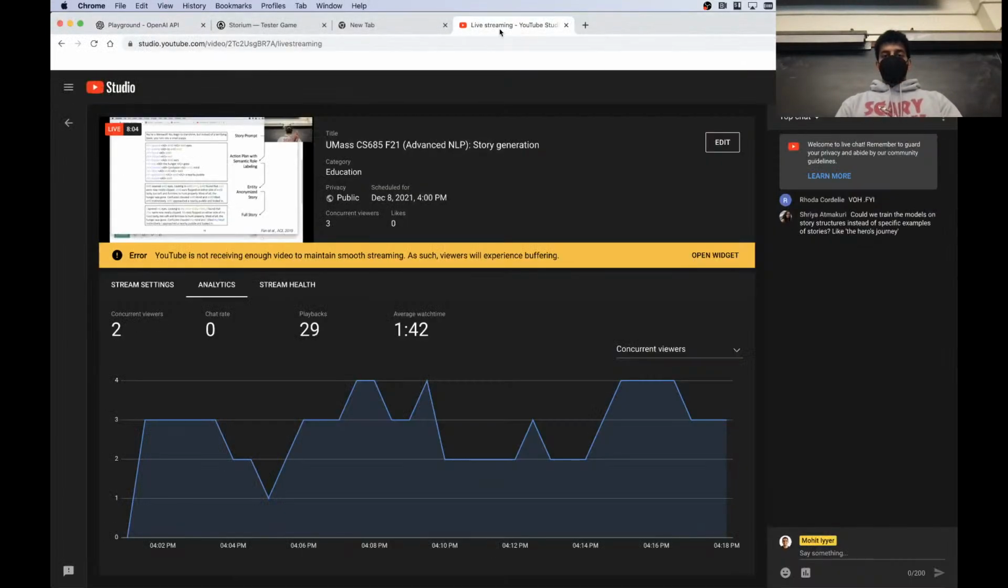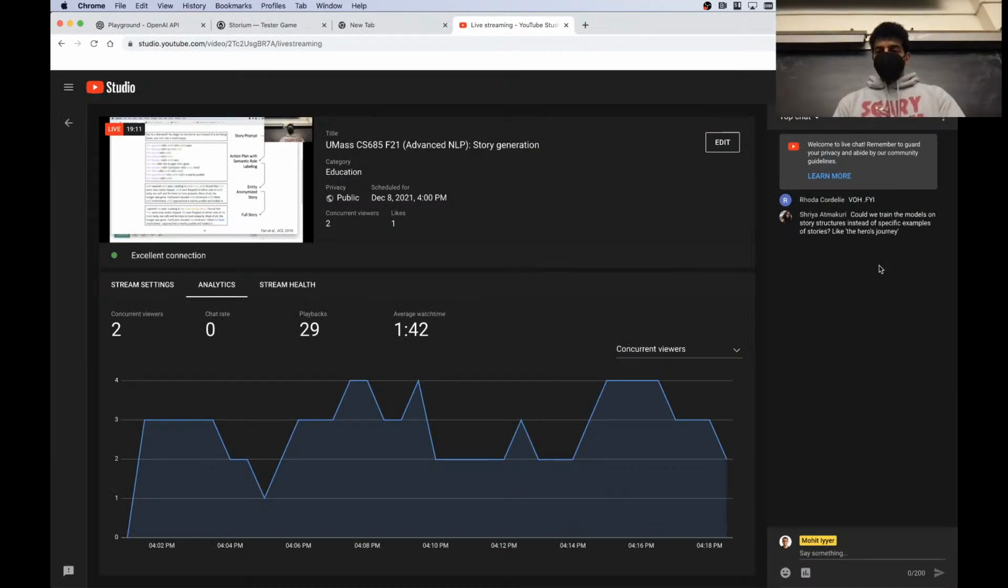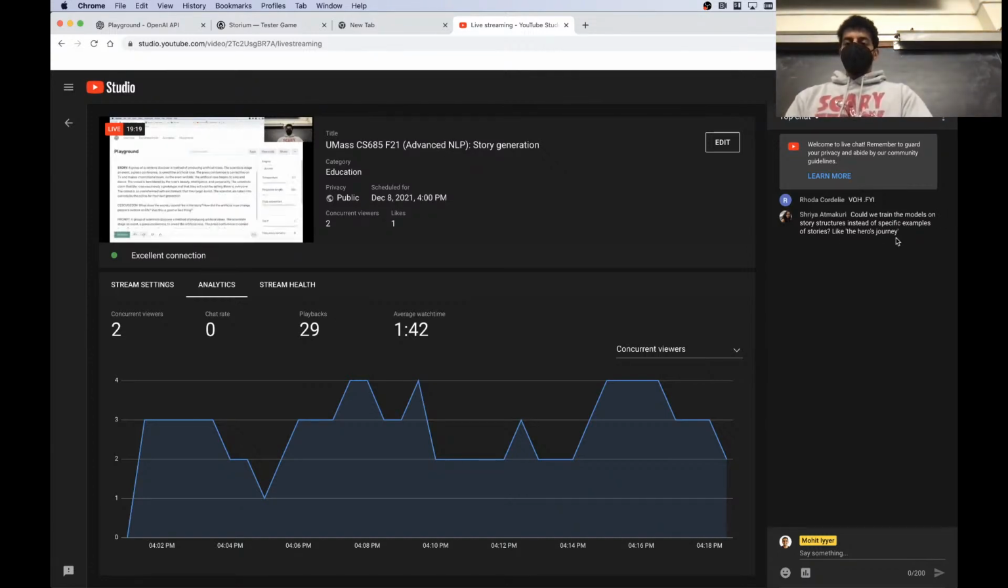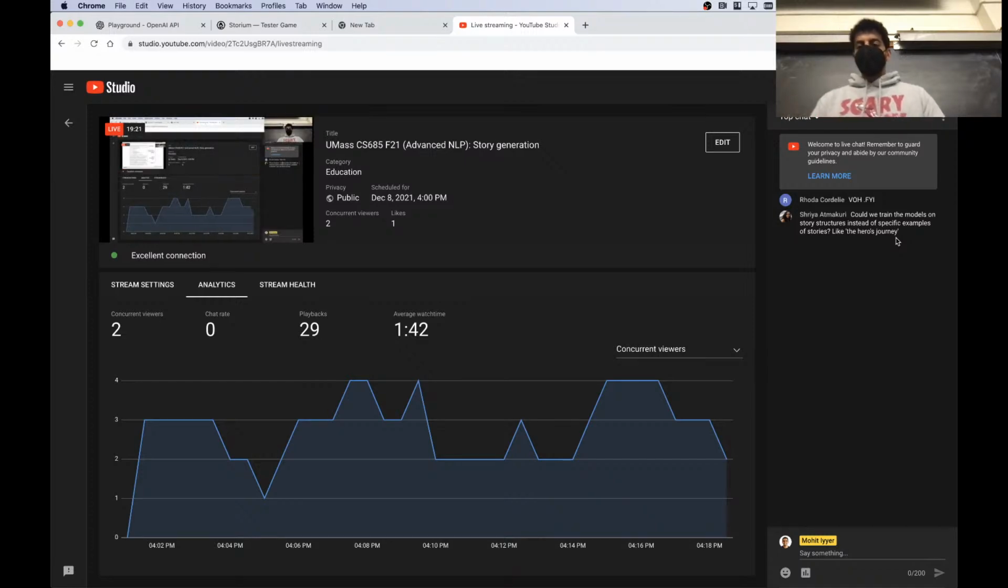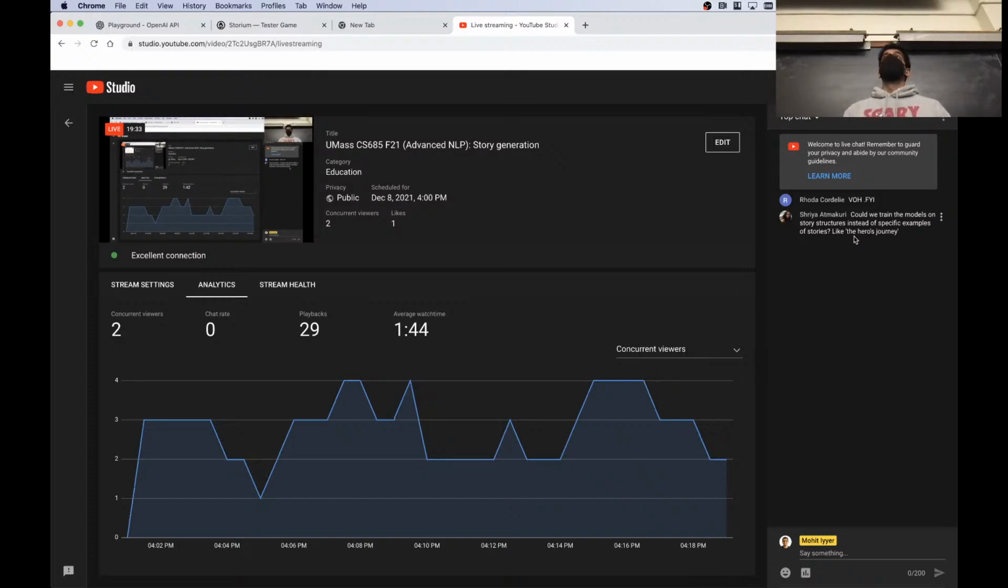All right, do you have any questions? Could we train the models on story structures instead of specific examples of stories, like the hero's journey? Yeah, so I think we'll talk about something like this a little later on, but you have to pair this kind of structure with a more specific prompt. Otherwise, there are many possible stories you could generate given just the hero's journey, right?